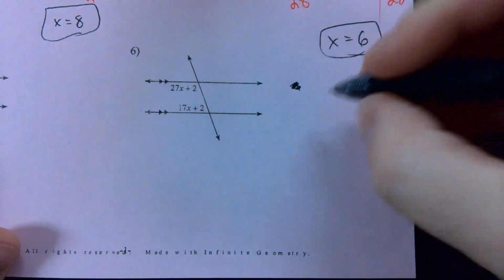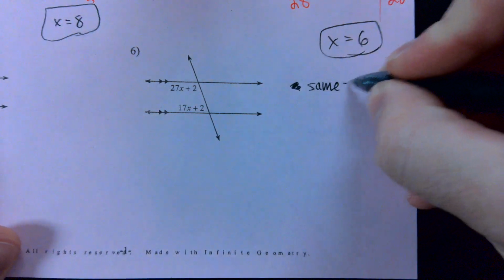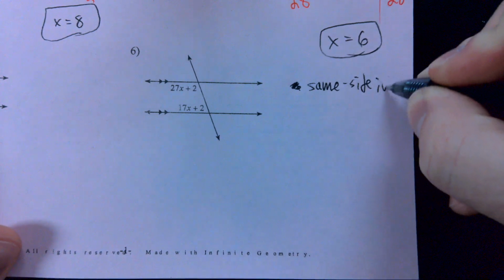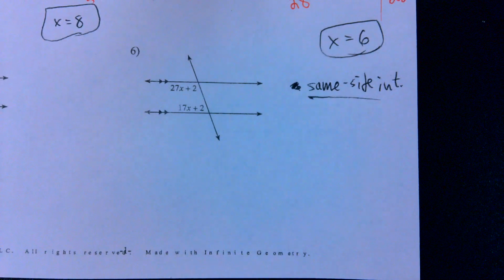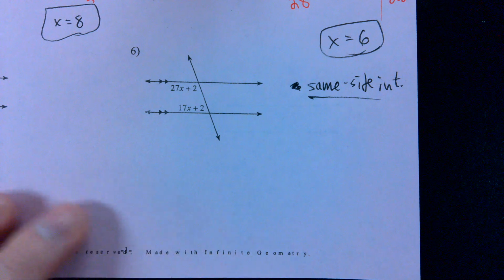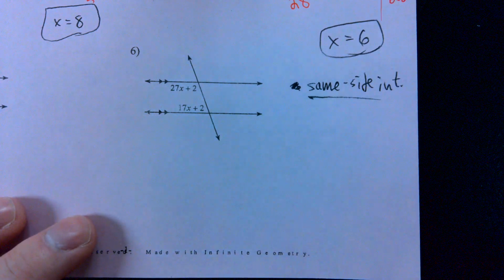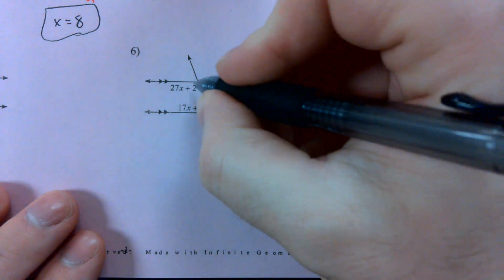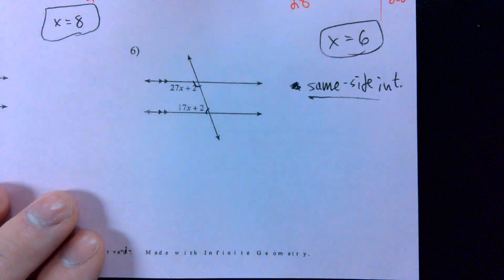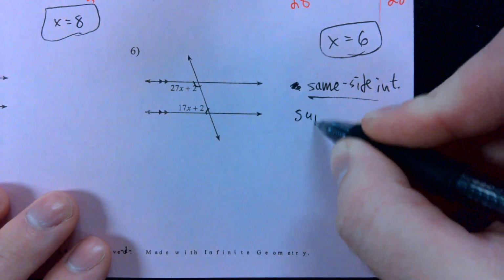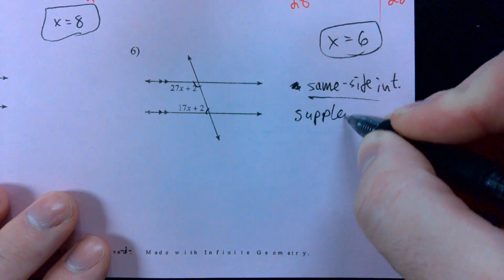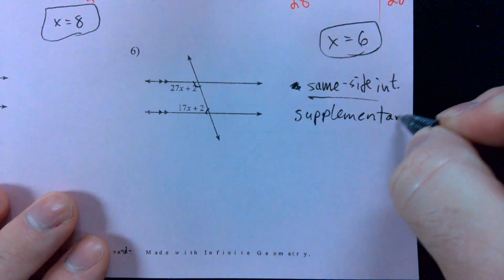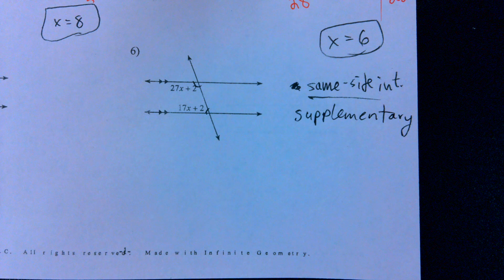That's right. Even I almost wrote alternate. These are same side interior angles. The one relationship that we have to pay particular attention to, because these are not congruent angles, but they are what? Starts with an S, ends with supplementary, there we go. There's supplementary angles.